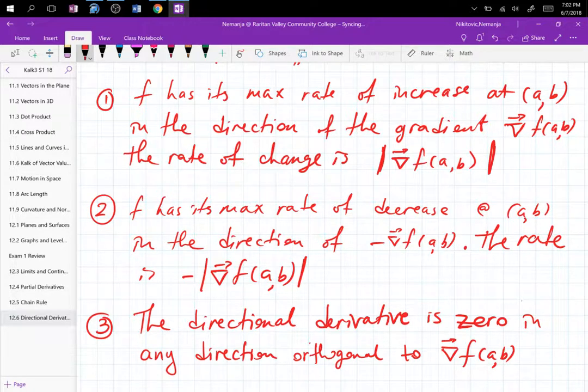So the directional derivative is 0 in any direction orthogonal to the gradient. Now I need to switch to the computer to show the image on page 921, I believe. Yep, 921. Please look at the two graphs of this elliptical paraboloid.